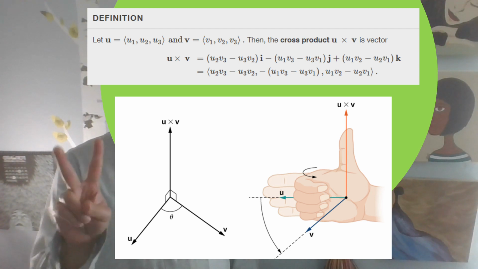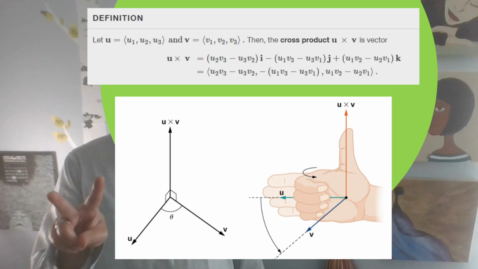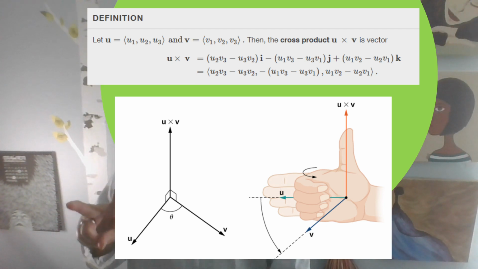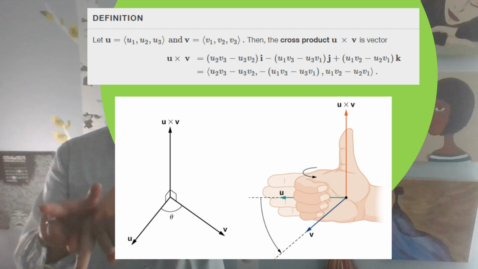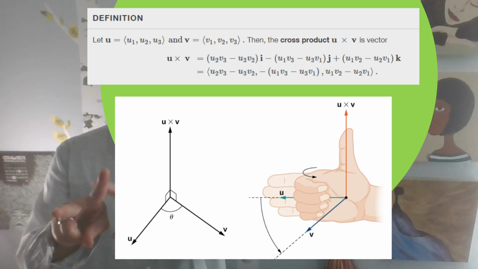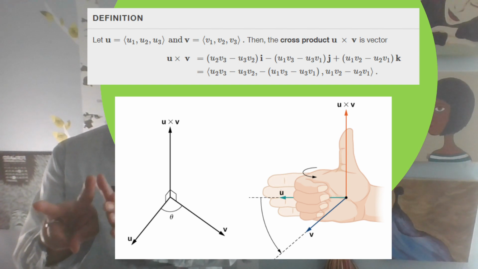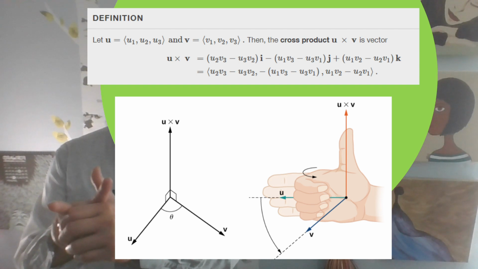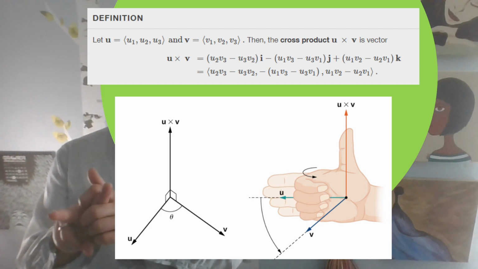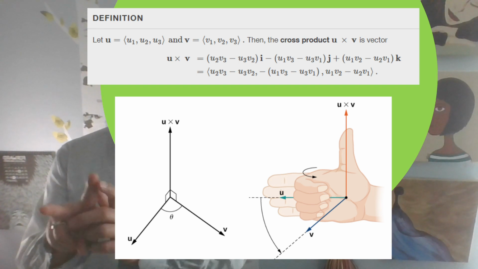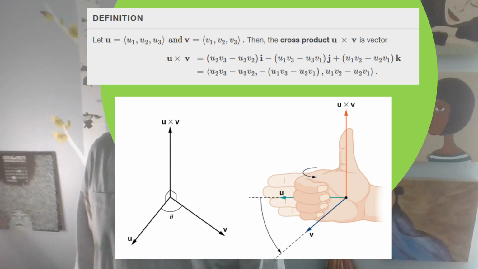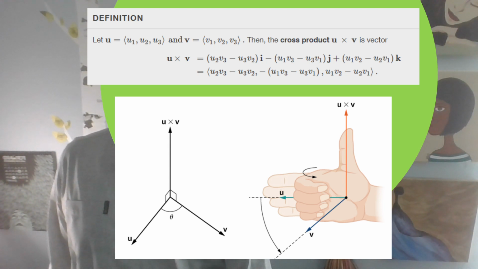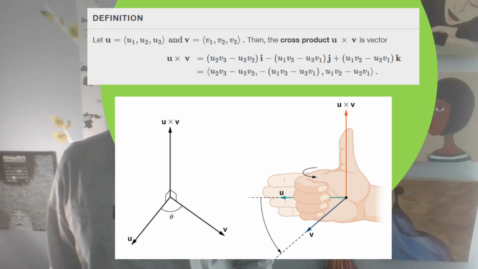Now, if you have two vectors, u and v, there are two possible ways of finding a vector that's perpendicular to them. You can have a perpendicular vector that goes up, or you can have a perpendicular that goes down. But if you take your right hand and wrap your fingers around first the u vector and then the v vector, then your thumb is going to be pointing in the direction of the cross product. Again, we're using the right-hand rule.